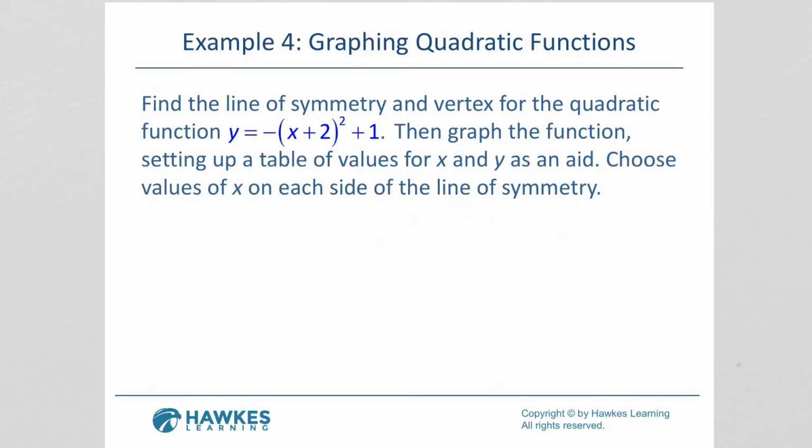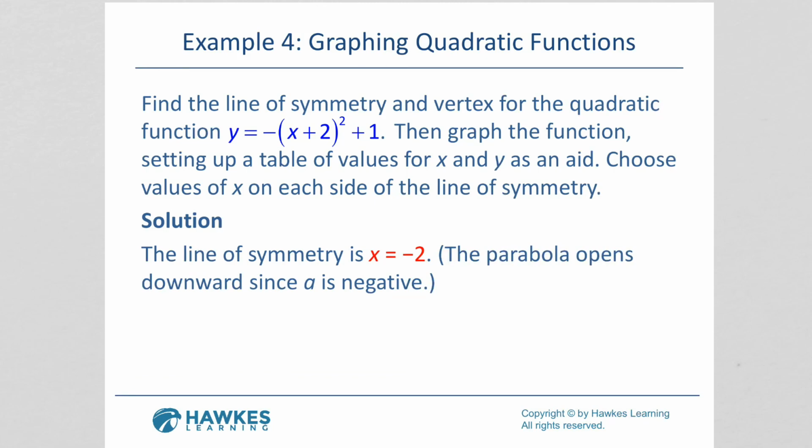Example 4, find the line of symmetry and vertex for the quadratic function y equals negative x plus 2, that quantity squared, plus 1. Then graph the function, setting up a table of values for x and y as an aid. Choose values of x on each side of the line of symmetry. Your line of symmetry is x equals -2. The parabola is going to open downward since a is negative. And this is your line of symmetry. You set that equal to 0. The vertex is -2, 1. That's h, that's k.